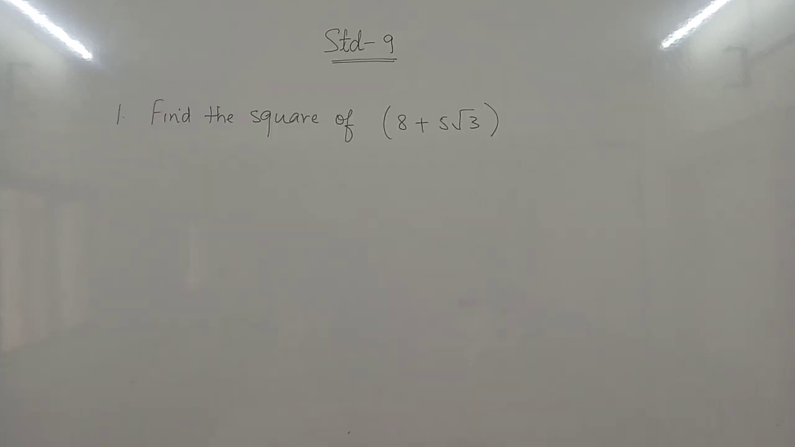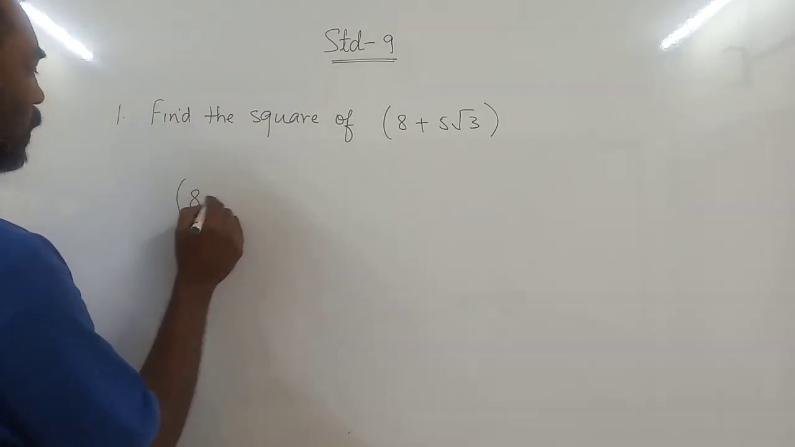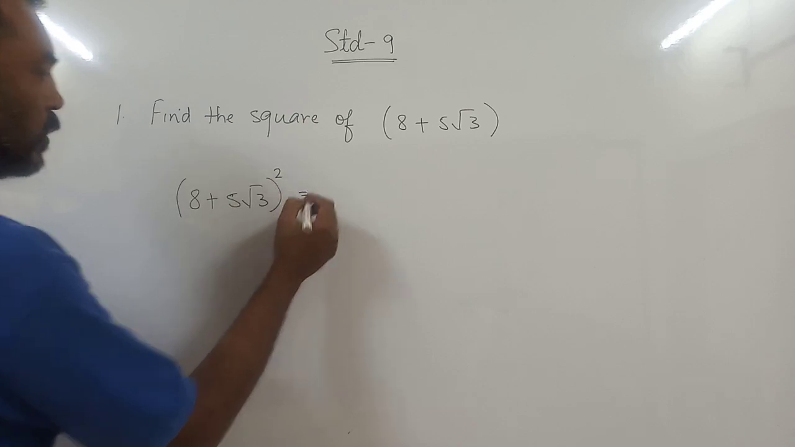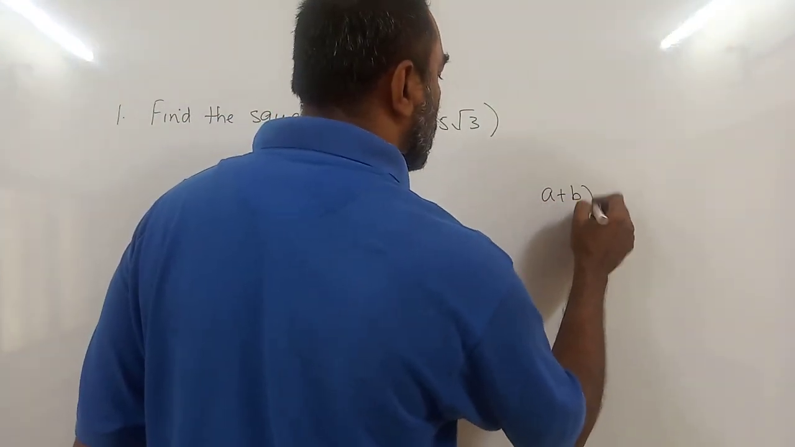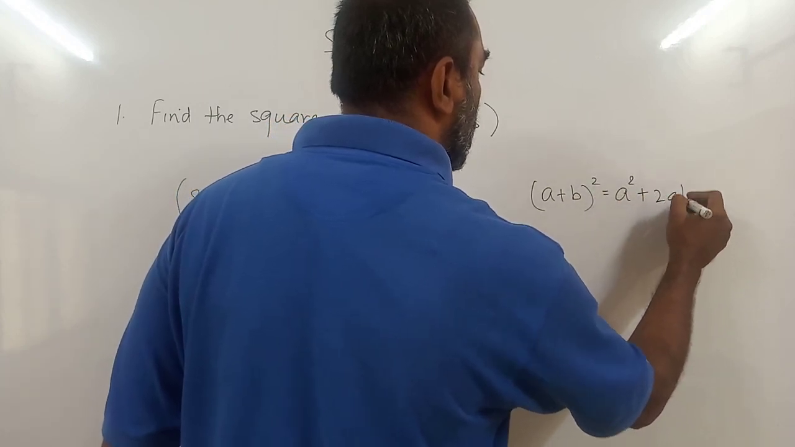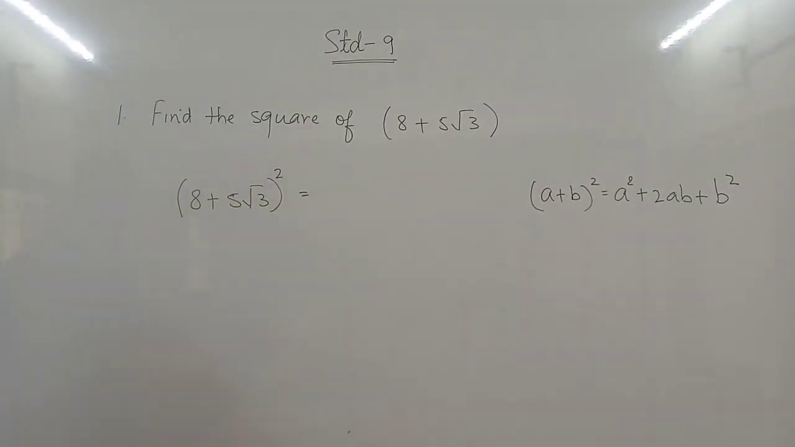The first sum we are going to do is find the square of 8 plus 5 root 3. So we have to find (8 + 5 root 3) whole square. Yes, square. Now write the identity. What is the identity? (A + B) whole square is A square plus 2AB plus B square. This is the identity I have written on the side. You should remember these identities because they are very important to solve the sums.